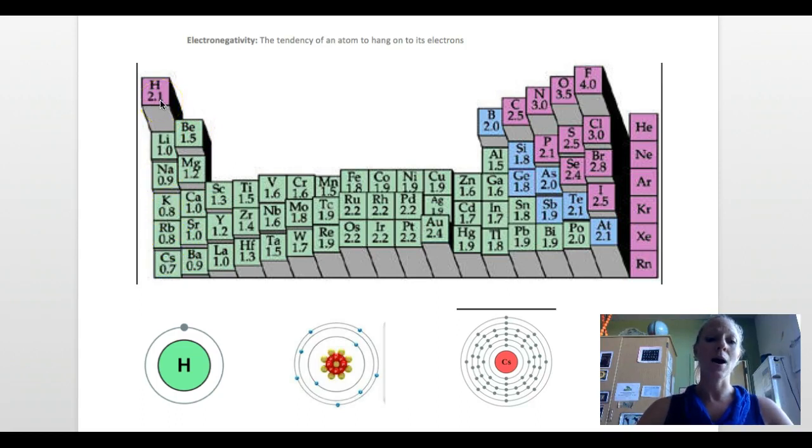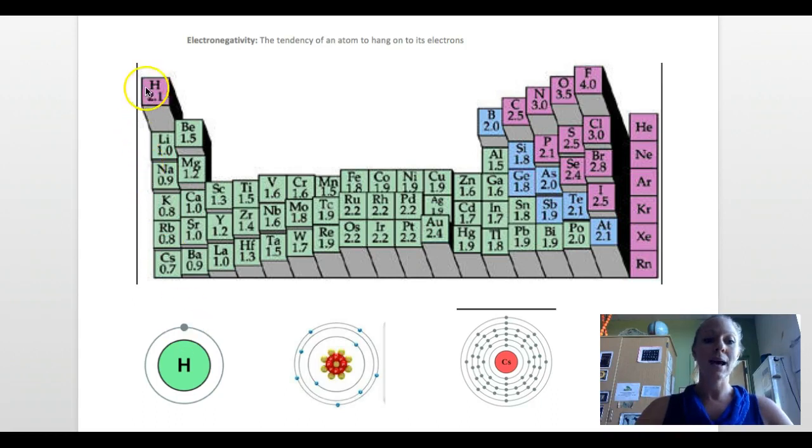Now, we talked about how it increases as it goes up. Let's talk quickly about why it decreases as it goes down the periodic table. So hydrogen, we have a picture of hydrogen here. Hydrogen has just 1 little electron really close to the nucleus. So because it's close to the nucleus, it's going to be attracted very easily to that positive charge.